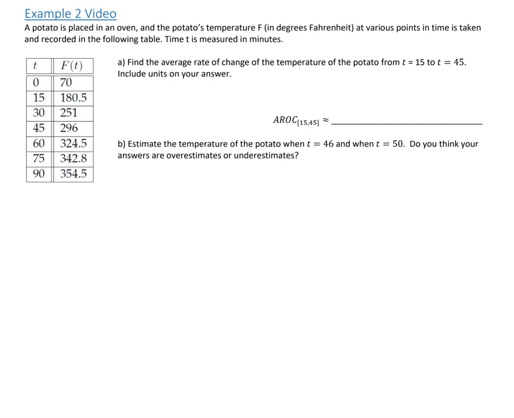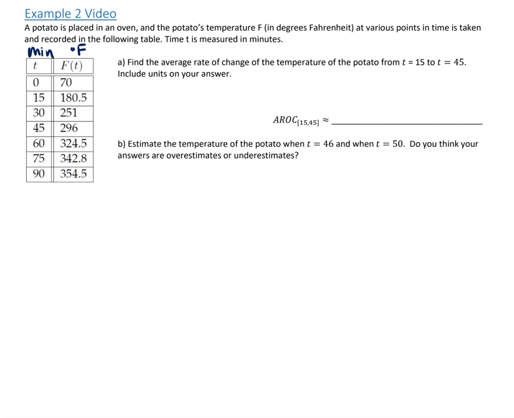Hi all, I wanted to sneak one last example in this section that's not a position velocity problem. So nothing too crazy here. I just have a table of data where t is the time measured in minutes and F is the temperature in degrees Fahrenheit, and we're looking at a potato placed in an oven and the temperature is increasing over time. So we are supposed to find an average rate of change from t equals 15 to t equals 45.